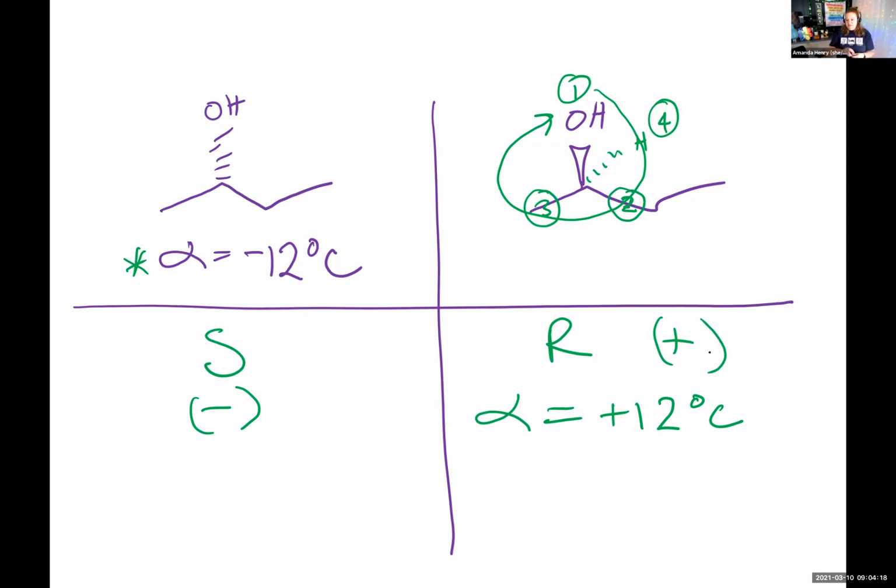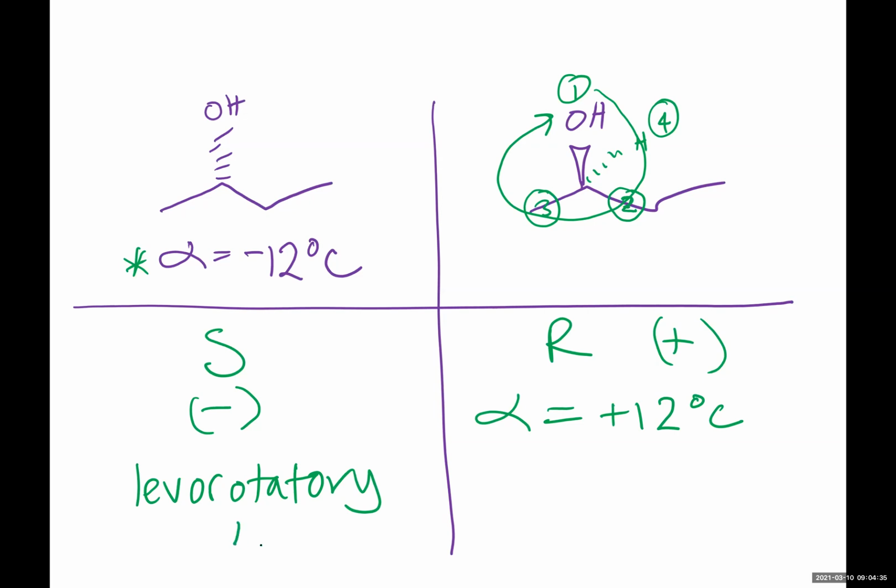Which one can we label as levorotatory, or the little L? The S or the R? S. The S. Good. Will the signs always be opposite of each other? Yes, they will always be equal and opposite. So if the S is levo, then the R is dextro.